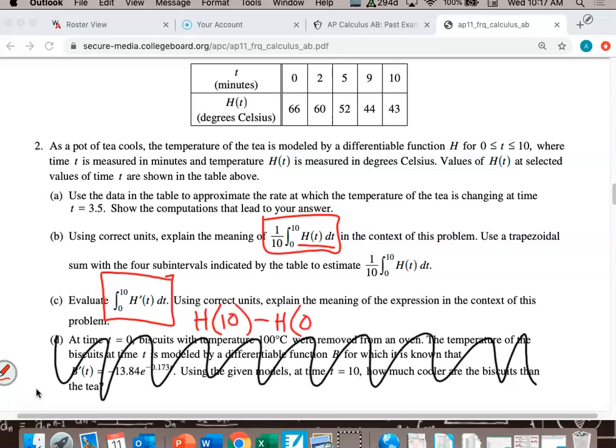They're trying to help you, believe it or not. You don't think they are, but they really are. They're trying to help you by making you evaluate it first, because then that should say, oh, this is just the change in temperature from 0 to 10, right? Okay. So anyway, if the word rate is there, you lose the point. You should say net change of the temperature of the tea again.